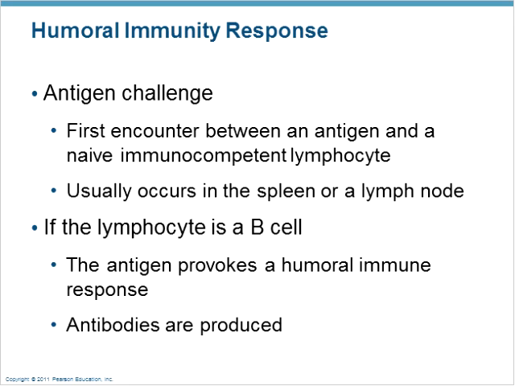Humoral is basically an antibody response that's initiated through the B cell system. Antigen challenge is the first encounter with an antigen. So the first time our body sees an antigen, it comes in contact with what's called an immunocompetent B cell, but it's naive, or inactive. That usually occurs in the spleen or a lymph node. If the lymphocyte is a B cell, the antigen provokes a humoral immune response, and antibodies are then produced by that B cell.